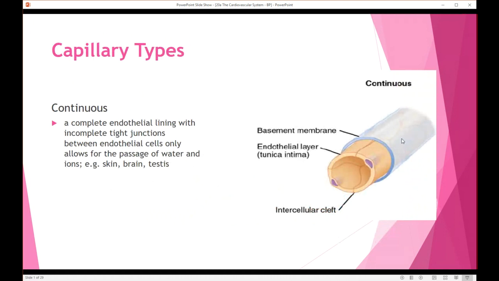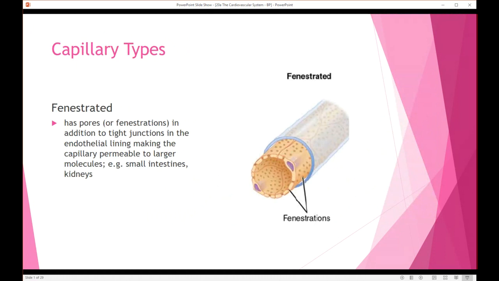So this is that continuous membrane here. You can see that continuous basement membrane as well as the endothelial layer has those tight junctions. This is going to allow for the passage of water and ions. We're going to find this specifically at our skin, our brain, and our testes.